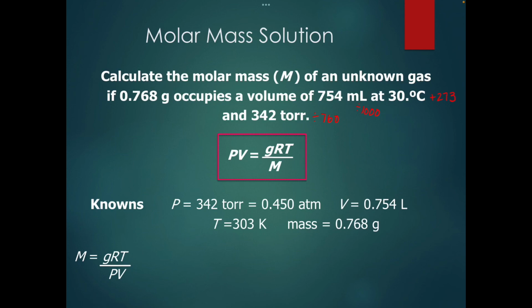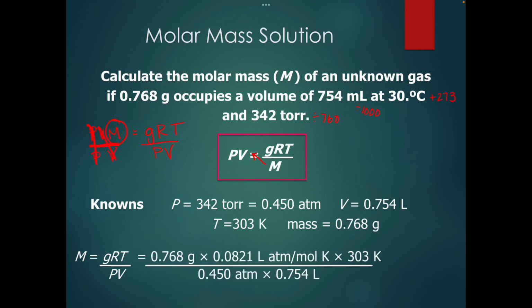Our next step will be to rearrange our equation. Again, I would start by cross multiplying. So we'll multiply that molar mass times pressure and volume. So we get PVM equals GRT, okay? So now to get our molar mass by itself, we're going to divide both sides by pressure and by volume. And that will give us molar mass by itself on that side. So molar mass is equal to GRT over PV.